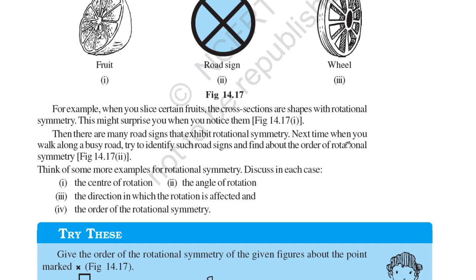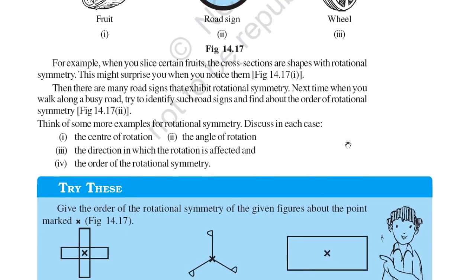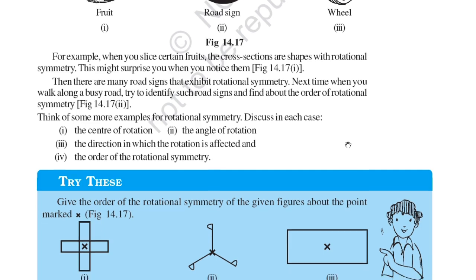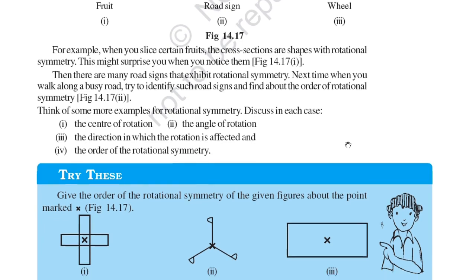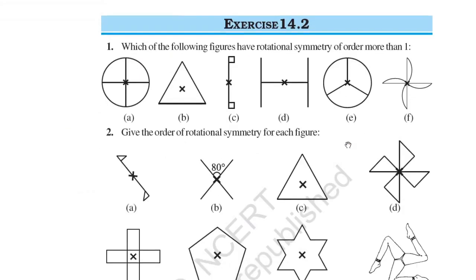Then there are many road signs that exhibit rotational symmetry. Next time when you walk along a busy road, try to identify such road signs and find out the order of rotational symmetry, as you can see in figure 14.17.2. Think about some more examples of rotational symmetry. Discuss in each case the center of rotation, the angle of rotation, the direction in which the rotation is effected, and the order of rotational symmetry. So you can try this, and here is an exercise. You can solve that.